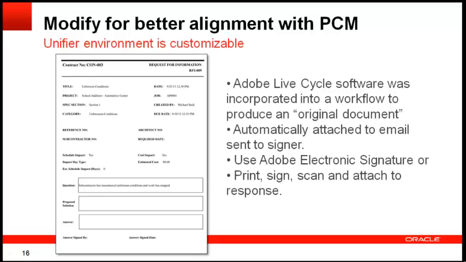It's automatically attached to an email, sent to whoever has to sign it. They could use Adobe electronic signature, or they could print, sign, scan, and attach the response. And now this original document becomes part of the workflow, gets filed in Document Manager, and is permanently part of what you've got deployed in Unifier.